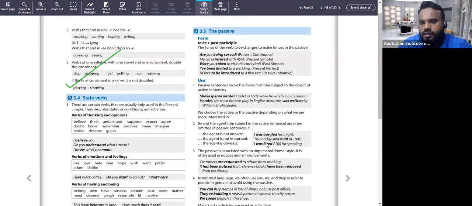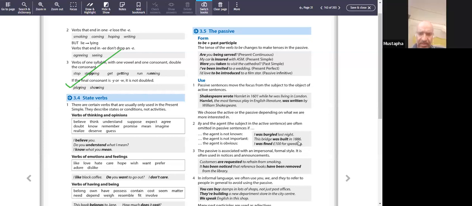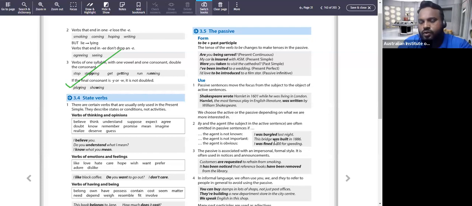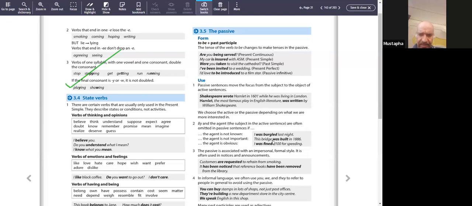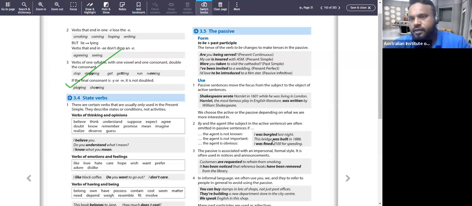Likewise, the second one: the bridge was built in 1886. So it was very important that the bridge was built. It does not matter who built the bridge. The bridge could be built by XYZ, whoever it is, doesn't matter. The main matter is the bridge is built. Okay, that's the passive.